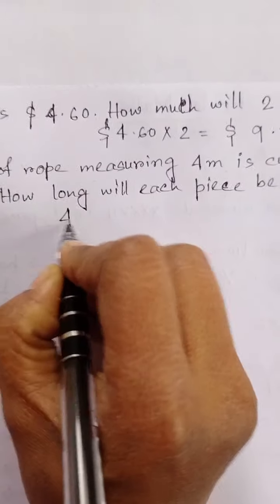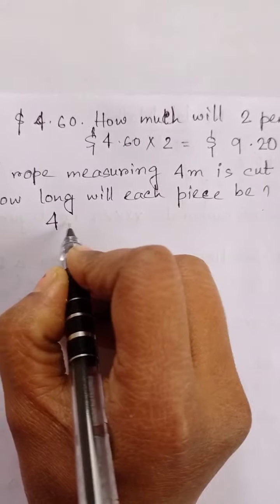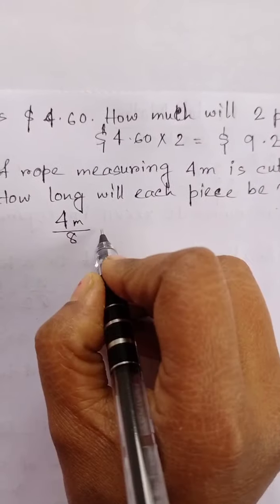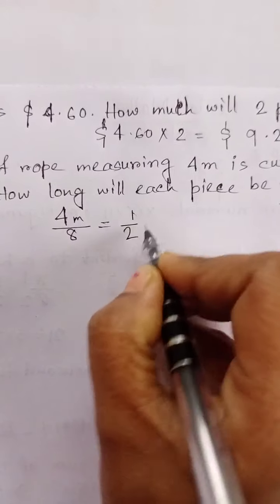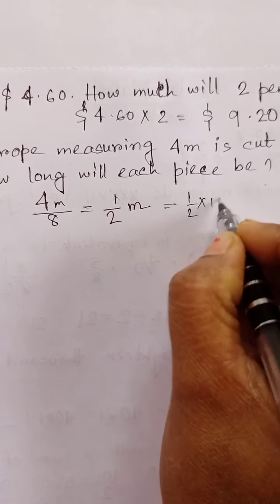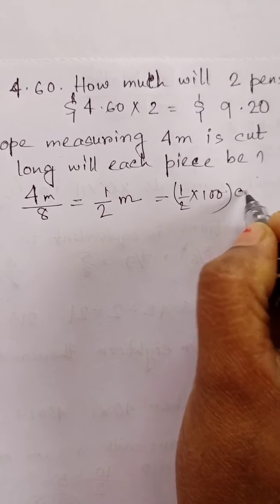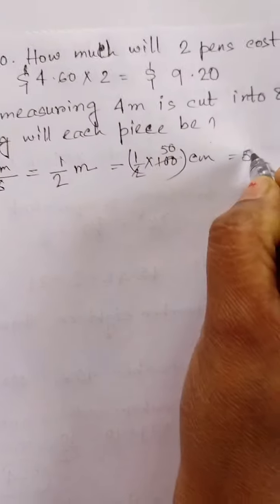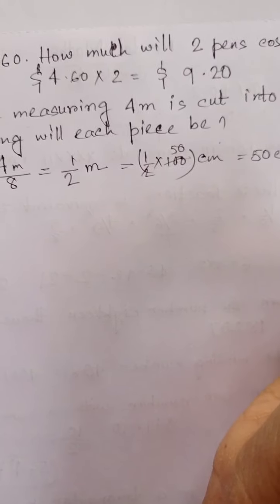Number 16, a piece of rope measuring 4 meters is cut into 8 equal lengths. How long will each piece be? So 4 meters by 8 is equal to half meter, which is half into 100 centimeters, 50 centimeters. So each piece will be 50 centimeters.